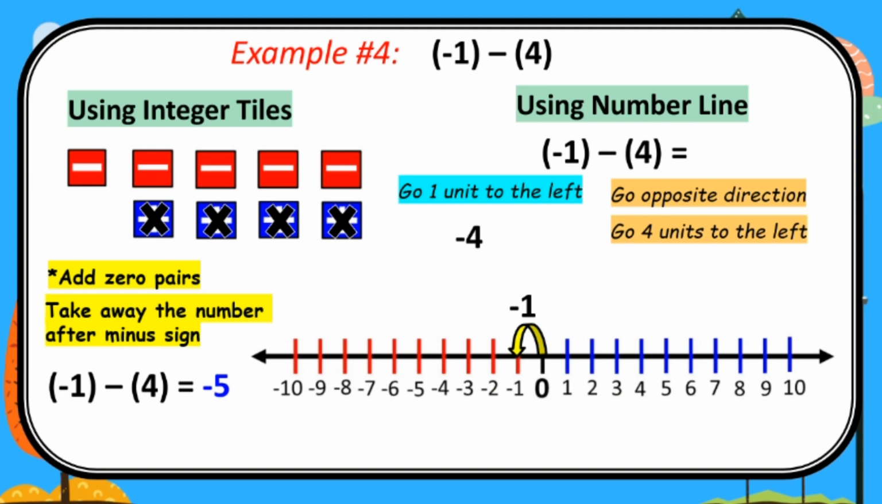So, mag-start tayo kung saan tayo nag-stop sa minuend at mag-move ng 4 units to the left. So, we have 1, 2, 3, and 4. At ano ang katapat na integer? We have negative 5. Therefore, negative 1 minus positive 4 equals negative 5. Same answer din tayo sa integer tiles.